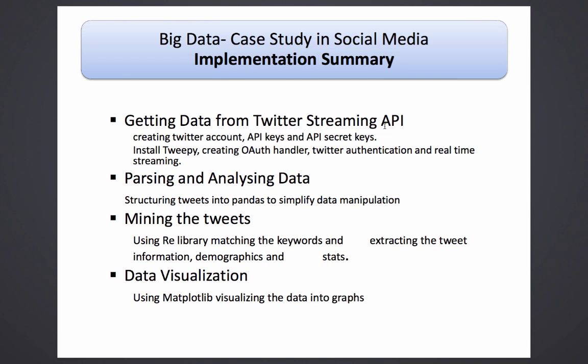So the project implementation can be divided into four major parts. First one is getting data from the Twitter streaming API. For this, we need to have a Twitter account. If we don't already have one, we need to create one. And then we need to create a Twitter application by visiting apps.twitter.com. Once we agree to all the terms and conditions, we can generate the API keys and the API secret keys. Once we are done with this, we are ready to interact with the Twitter platform.